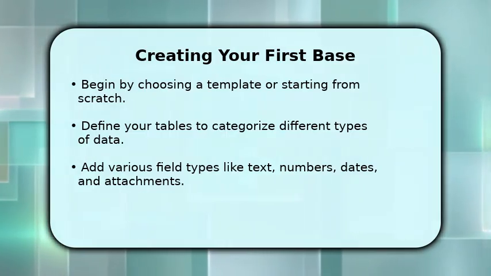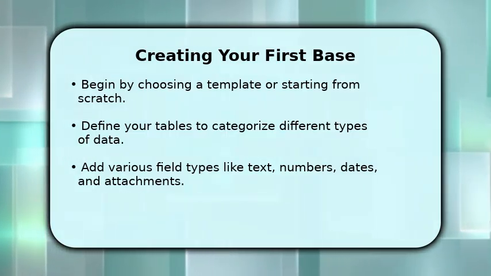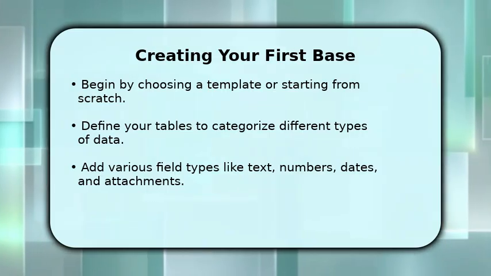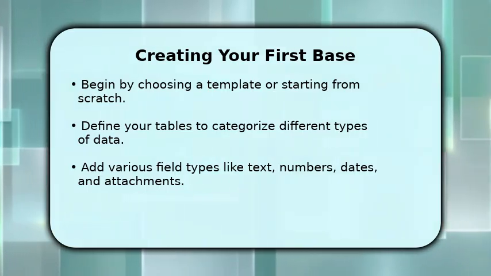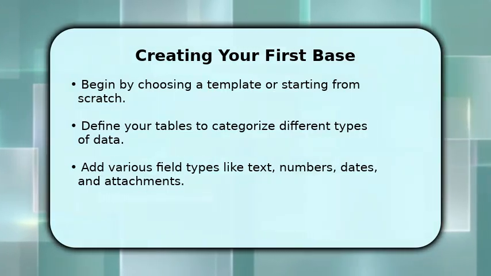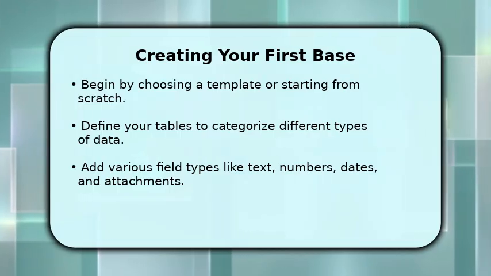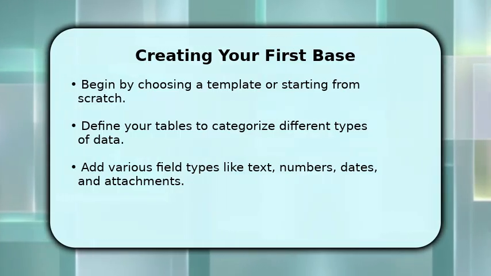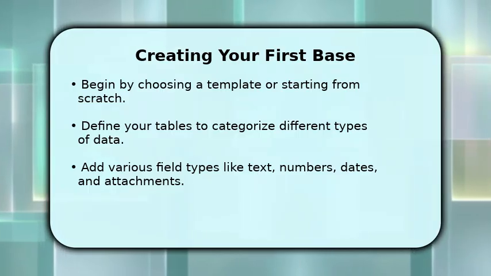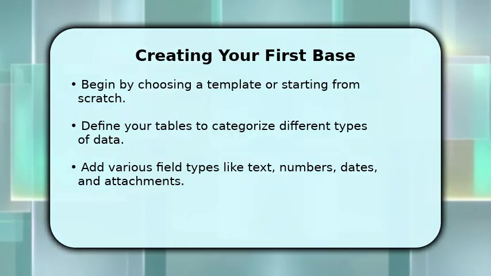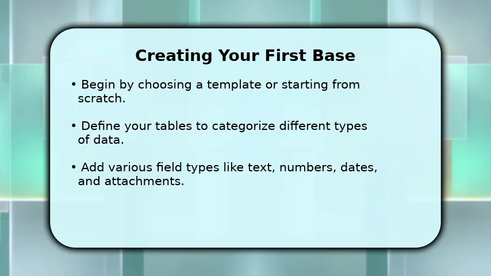Next, define your tables to logically categorize your data, perhaps one for projects and another for tasks. Then, add fields to each table, choosing from over 20 different types, including single-line text, numbers, dates, and even attachments. Remember to customize field properties for precise data validation.